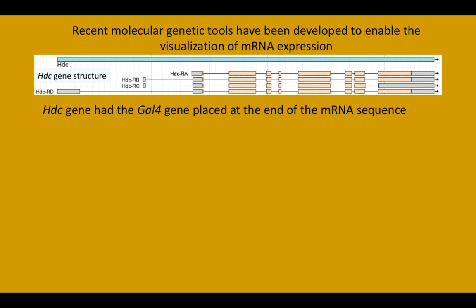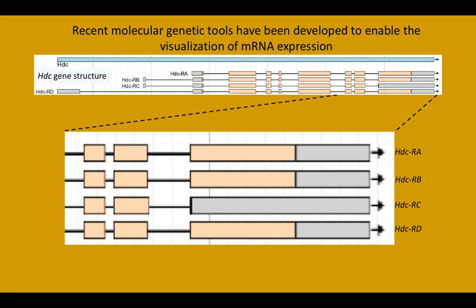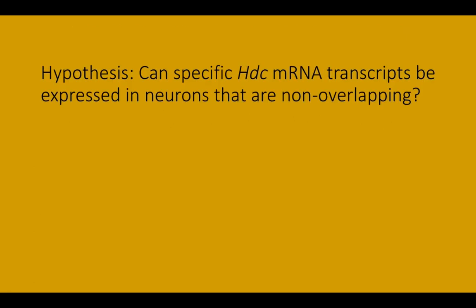Recent molecular genetic tools have been developed that allow us to visualize mRNA expression. Here we can see the 4 different mRNA patterns and where the Gal4 gene is inserted. There are 2 different types of marked transcripts, one with Gal4 at the end of the RA, RB, and RD transcripts, and another with Gal4 inserted at the end of the RC transcript. As there are 2 separately labeled HDC Gal4 genes, it may be possible to identify histamine in the cells using any one of the 2 major types of mRNA molecules.